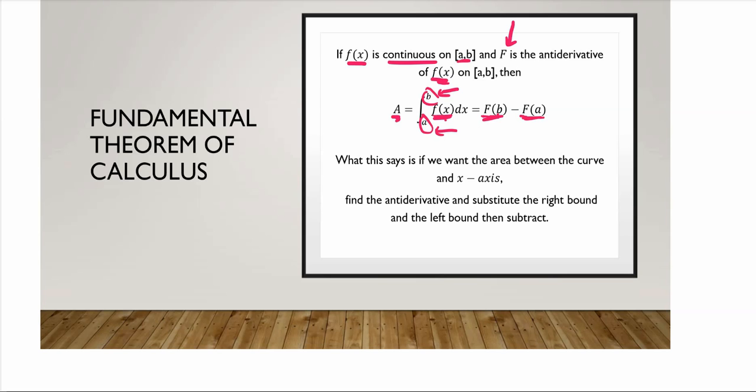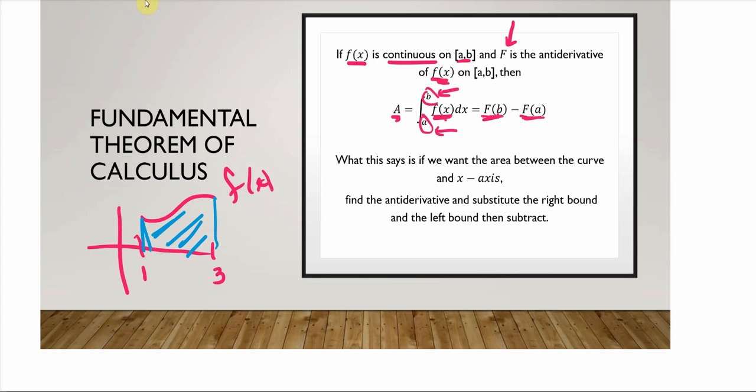Now, what you need to understand is, if I gave you a function, here's f of x, and right here, this is 1 and this is 3. The area between 1 and 3 can be expressed as the integral from 1 to 3 of f of x dx.